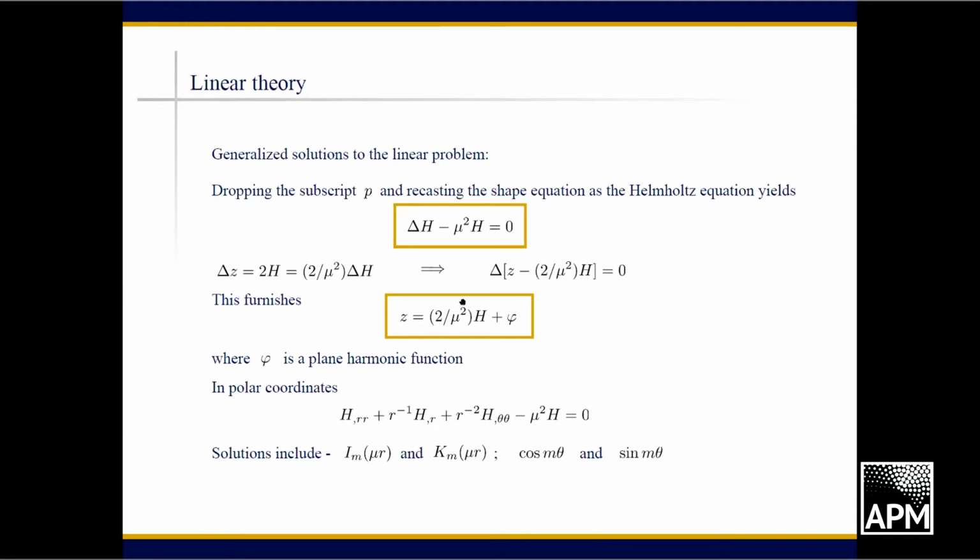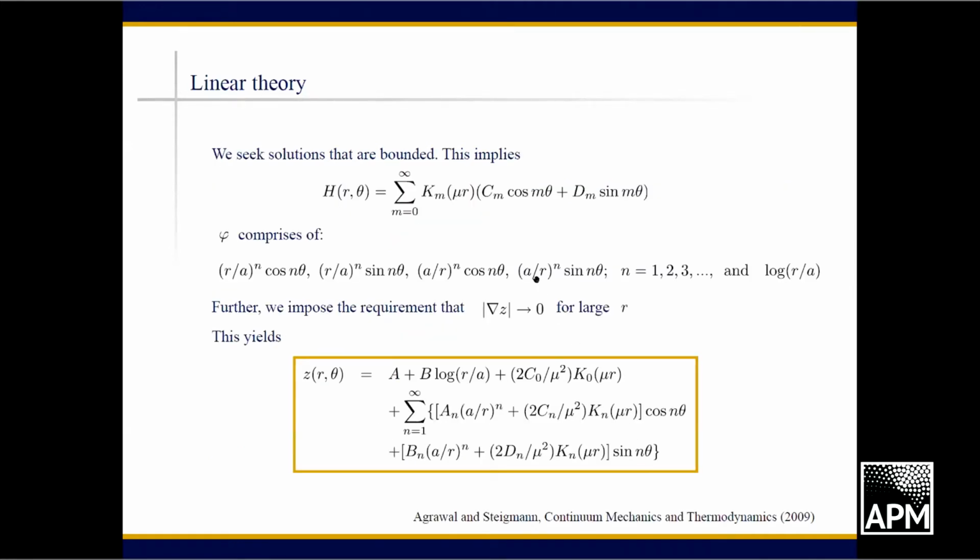Here is the Helmholtz equation in polar coordinates. Its general solutions involve the modified Bessel functions of the first and second kind, that is Bessel functions with complex argument, as well as the trigonometric functions. If we want to solve an exterior problem, exterior to a circle, for example, in the polar system, then we seek a solution bounded in the far field. And so the only terms that survive are the modified Bessel functions of the second kind.